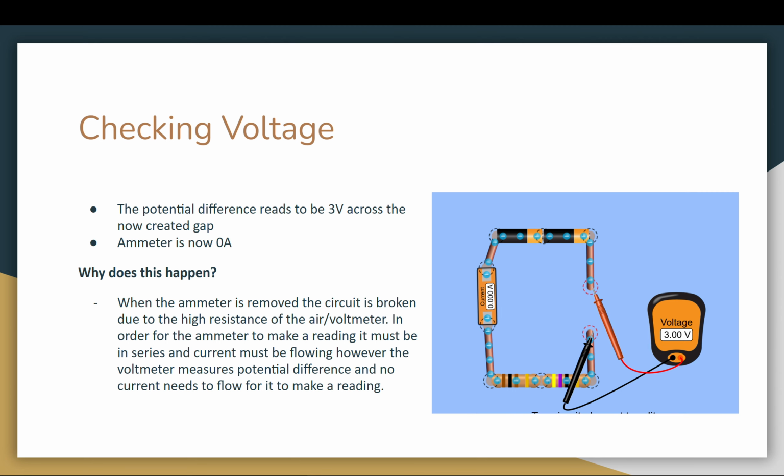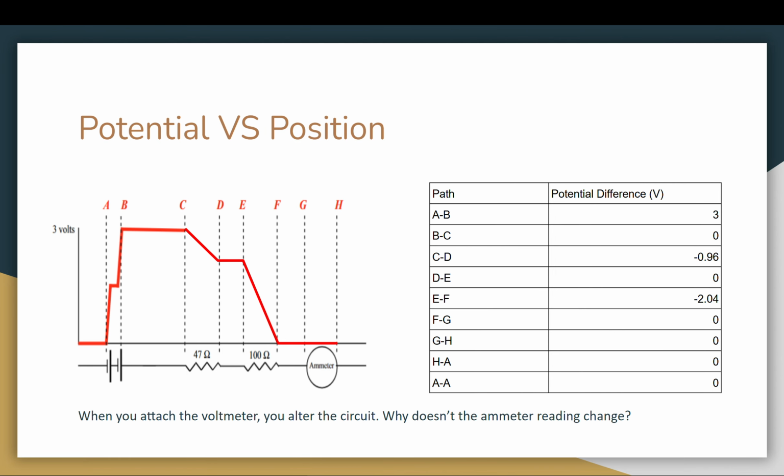Why has that happened? The emitter is removed, so the circuit is broken due to the high resistance of the air and the voltmeter. In order for the emitter to make a reading, there must be some kind of current flowing, because it's measuring current. However, the voltmeter measures potential difference, which doesn't require current to work, and so it does read a number because it needs no current. However, the emitter does.